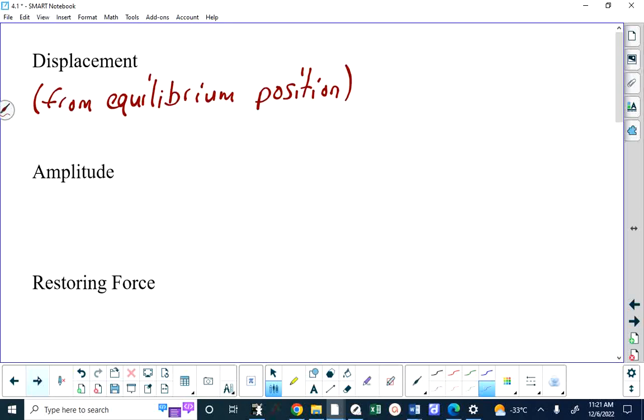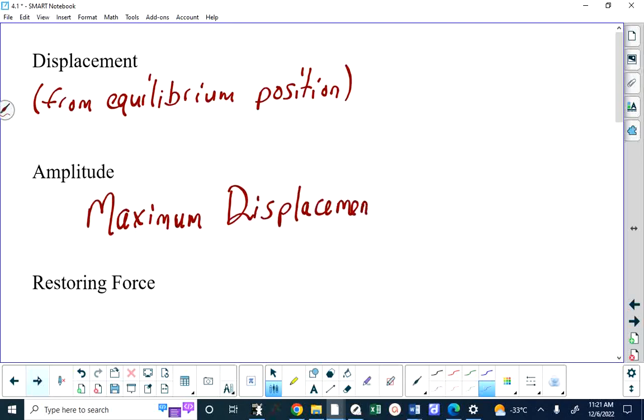The amplitude is the maximum displacement. So if I told you that I pulled it down so that the displacement was negative 12 centimeters, I pulled this mass down, I let it go, then the amplitude rather will be 12 centimeters. We don't use the negative. It just means that it's going to go 12 centimeters below and 12 centimeters above.